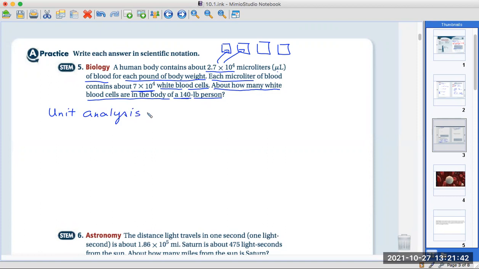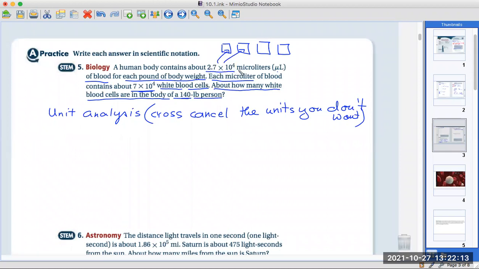Unit analysis means you can cross-cancel units. You have to write a fraction and then cross-cancel the units you don't want. So let's try that, okay? I can show you 2 ways, and if you're not sure what happened, I can show it to you in class again in a different fashion, okay?